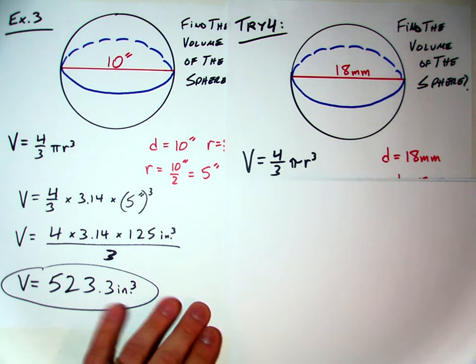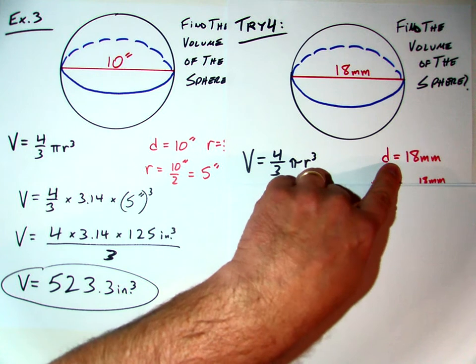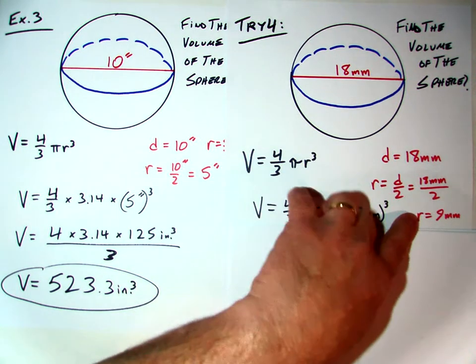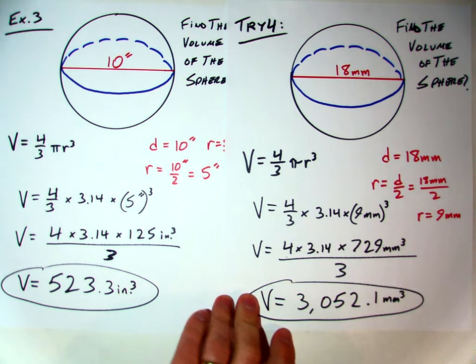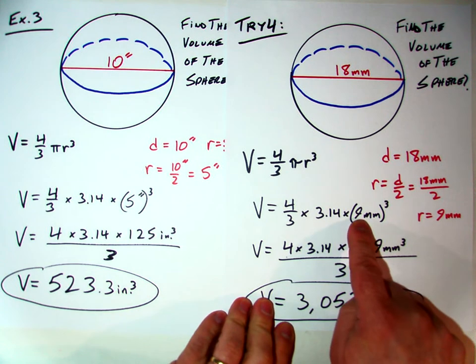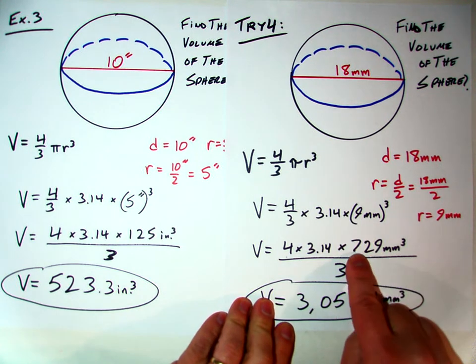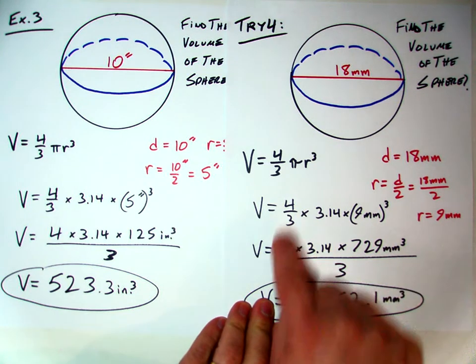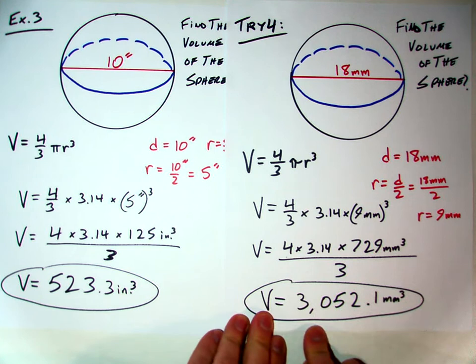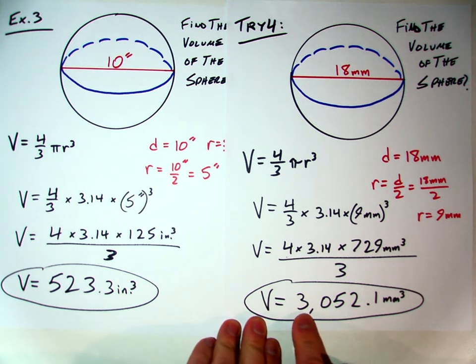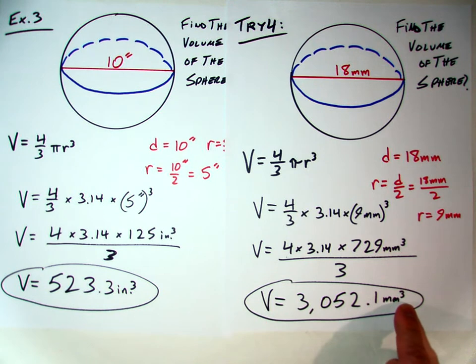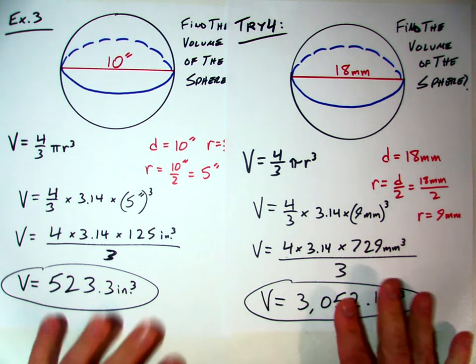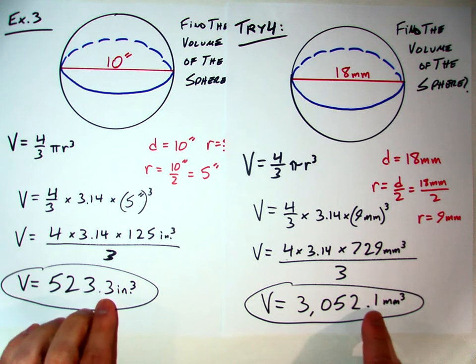So you hopefully took your 18 millimeter diameter, divided it by 2, and got a radius of 9 millimeters. Plug that in. 9 squared is 81, times another 9. 81 times 9 is 729. The millimeters become cubed. The 4 goes on the top. The 3 is going to divide. Multiply this all out, and I hope you got 3,052.1 millimeters cubed.